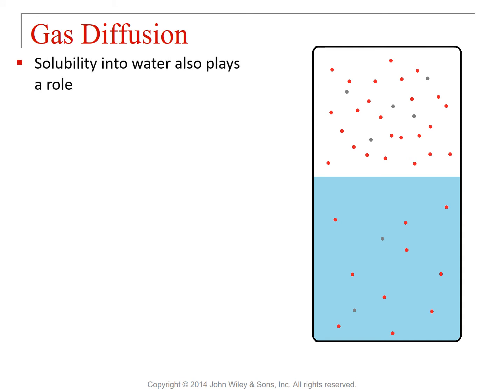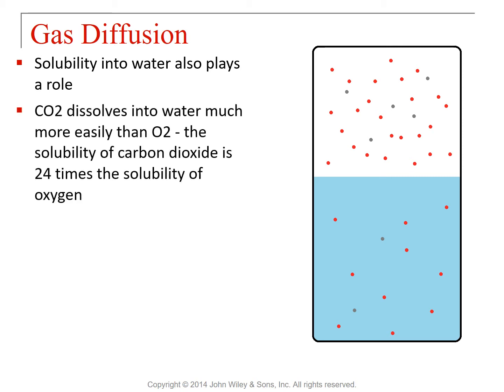With solubility in water playing a role, let's take a look at oxygen and CO2. As it turns out, CO2 dissolves into water much more easily than oxygen, and in fact, the solubility of carbon dioxide is 24 times the solubility of oxygen. So you can dissolve 24 times as much CO2 into water as you can oxygen. This is the reason why we've got carbonated drinks, but we don't have oxygenated drinks: it's a whole lot easier to put CO2 into water than it is oxygen.